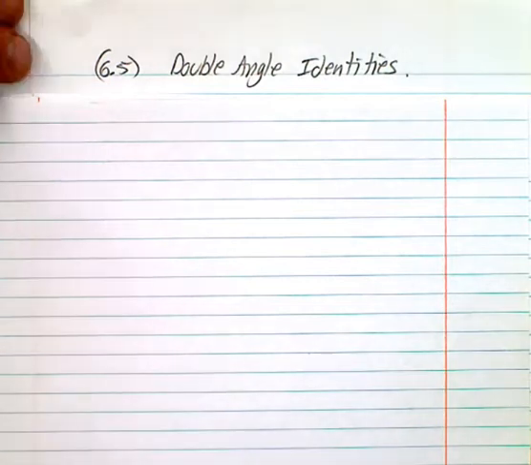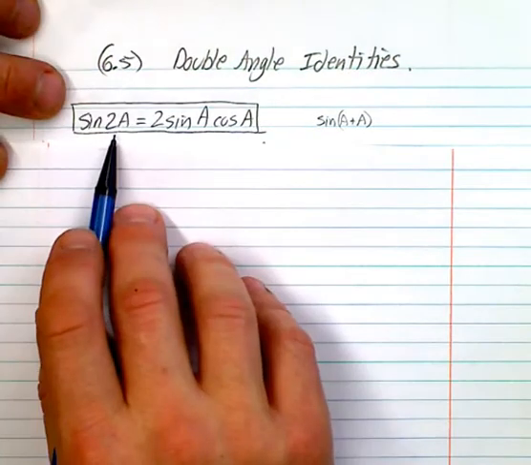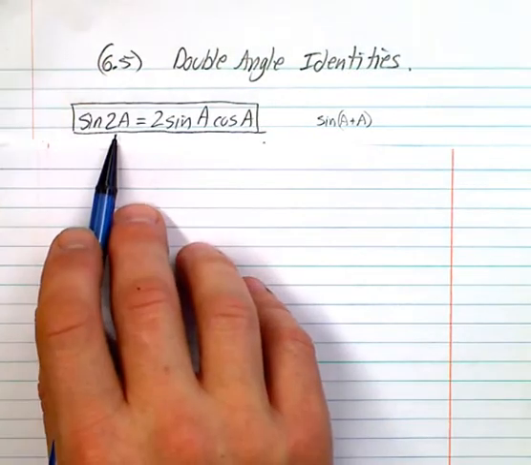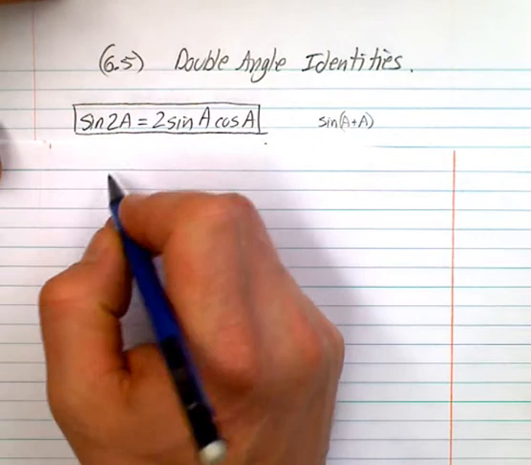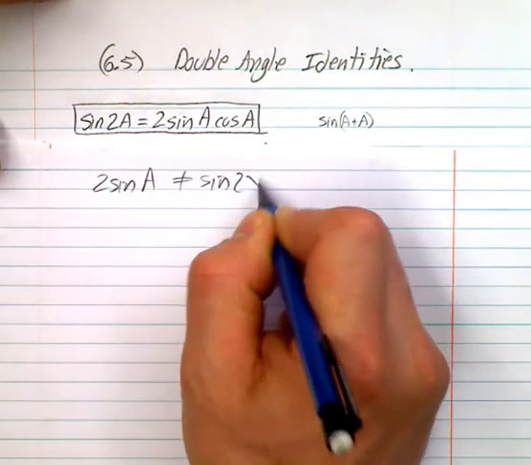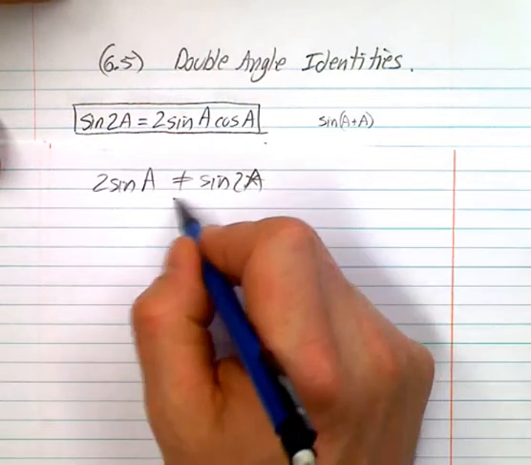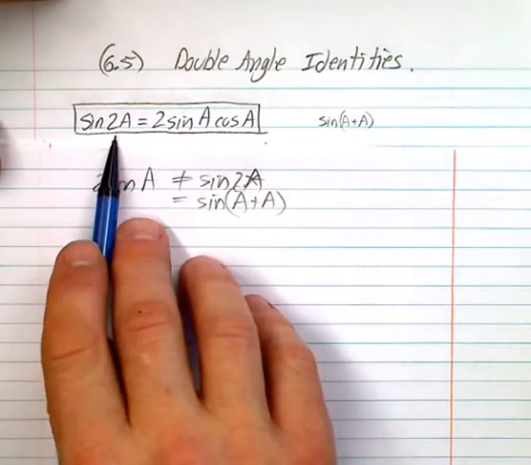Okay, so these are called double angle identities, and they look like this: sine 2a, right? So it could be, say, sine 2x or whatever. It's a little bit different: 2 sine a is not equal to sine 2a, right? Sine 2a is the same as saying sine of a plus a, if you like. So that's what this ends up looking like.